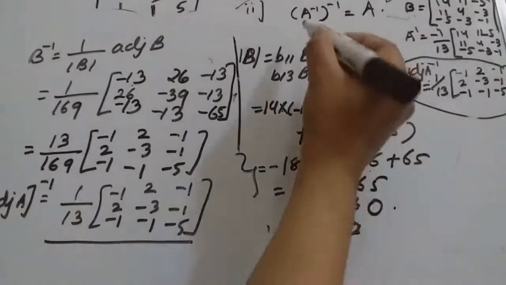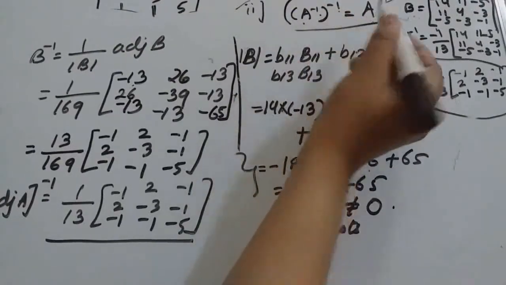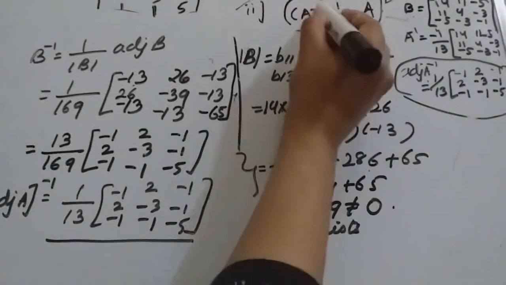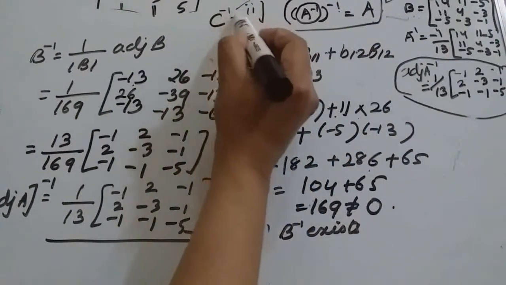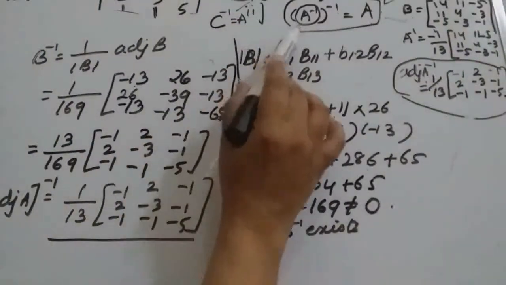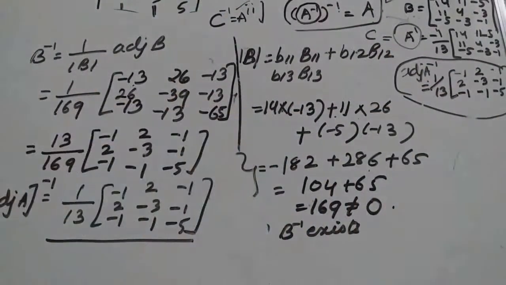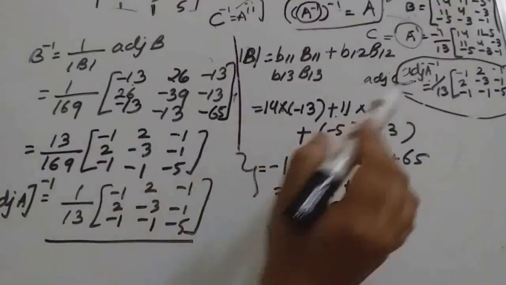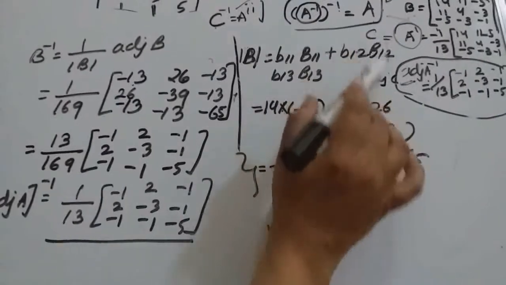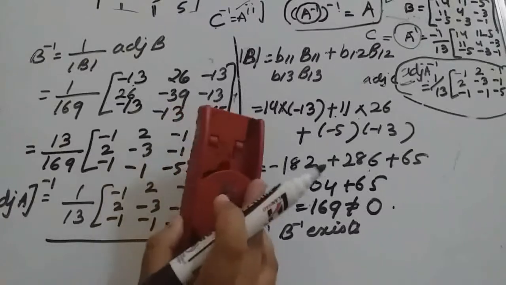Now for the second part, we should prove inverse of A inverse equals A. Now if we suppose A inverse as C, that means we should prove C inverse equals A. Now A inverse we already got here, that is nothing but C. So to find C inverse, we should find adjoint of C. So this is what? Adjoint C. And determinant C also. So the only thing left here is to find determinant C. So how will we find determinant C?